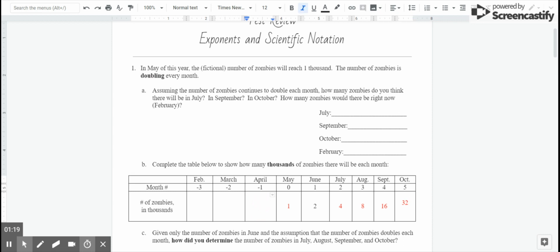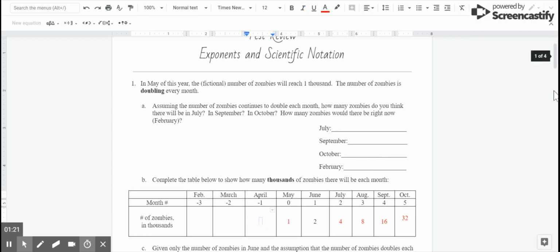So let's look at April. April then have 0.5 thousand or 1/2 of 1,000 zombies. In March, the month before April, we would have half that again, or 0.25, which is 1/4 of 1,000 zombies. In February, 3 months before our starting month, we'd have 0.125 thousand, which is the same as 1/8 of 1,000 zombies.